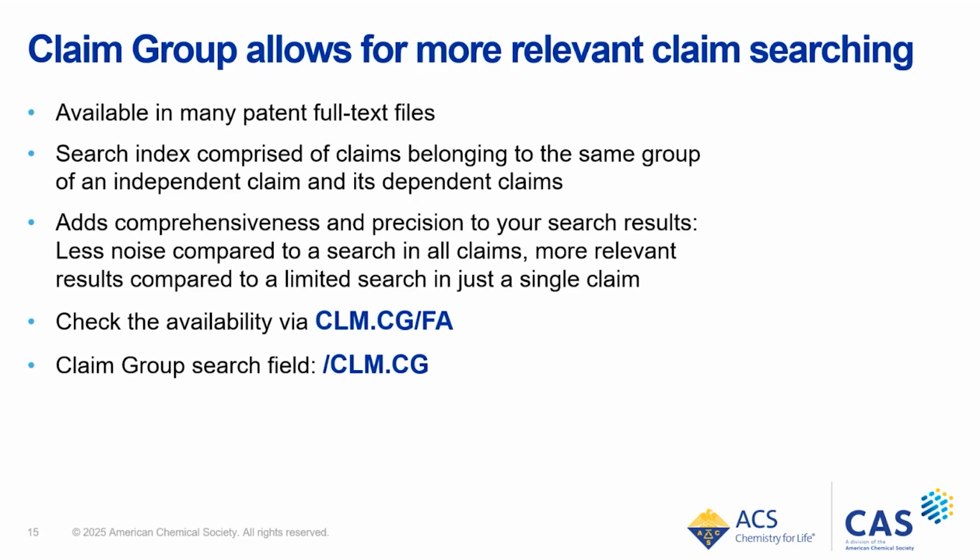However, we also recommend ways to search within a single claim, but sometimes we want an intermediate step. So this is it. If we don't want to search in all the claims, because that's giving us way too much noise and less relevant results, but we don't necessarily want to limit using the text of just a single numbered claim, this gives us some flexibility. You can see which documents have this available by looking in the field availability field for claim group. And as mentioned, the claim group search itself is clm.cg.